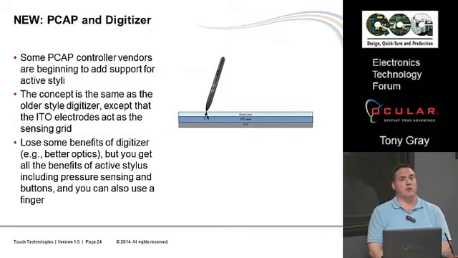There's also a new idea now where you can combine Pcap and digitizer, which is kind of interesting. Here you're doing the same basic idea, but instead of having a separate active sensor behind the TFT, you're actually using the Pcap conductive layers as your sensor grid. So now you can do both finger and an active stylus with your Pcap touch screen, which is kind of cool.